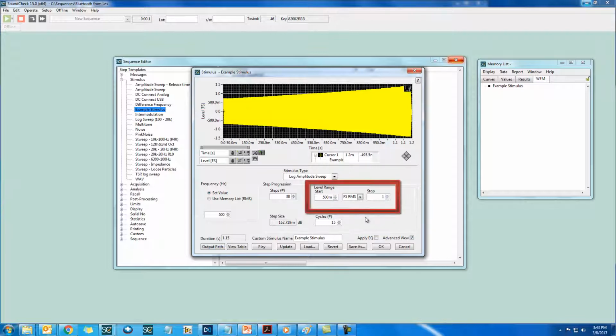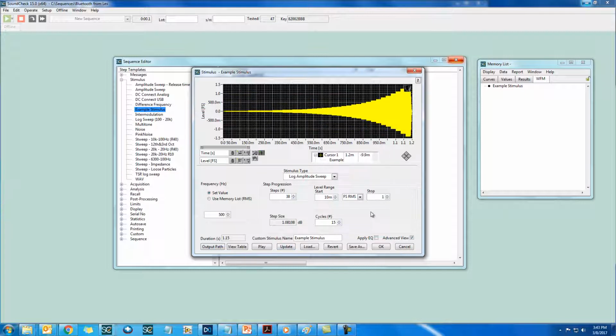The level start is the amplitude level that we begin at. We can sweep from low amplitude to high amplitude, or from a higher amplitude to a lower amplitude.